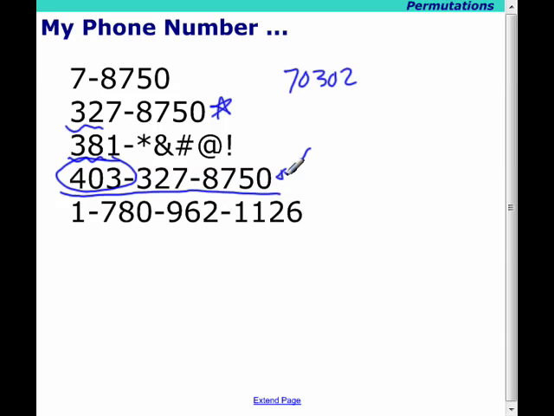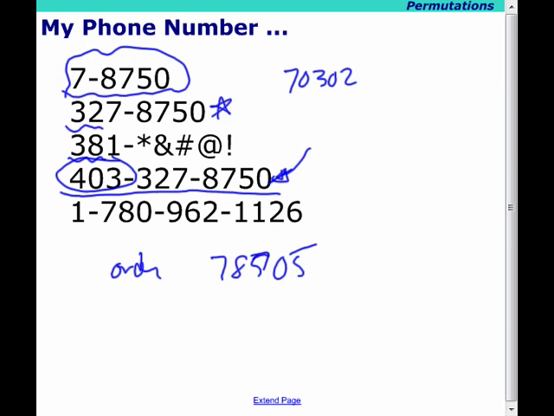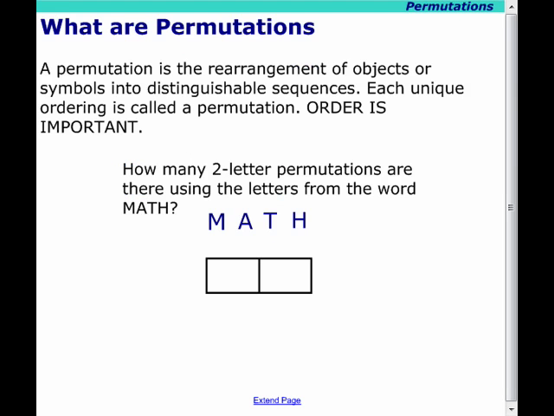So start learning how to put numbers into your phone so you can store them and not have to dial all of them. My purpose for bringing this out is that phone numbers are an example of permutations. They are arrangements or orders of numbers in which order is important. For example, 78750, if I had mixed that order up and got 78705, although it has the same numbers in it, it would have gone to a different place. Because phone numbers are examples of permutations where order is important.